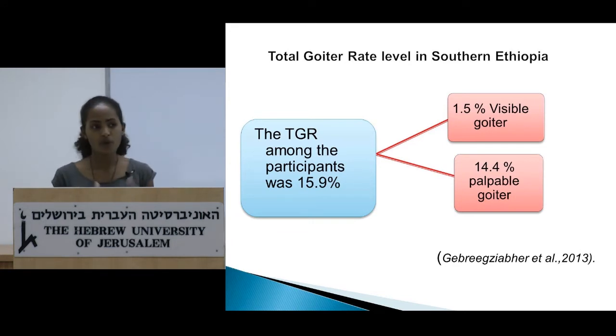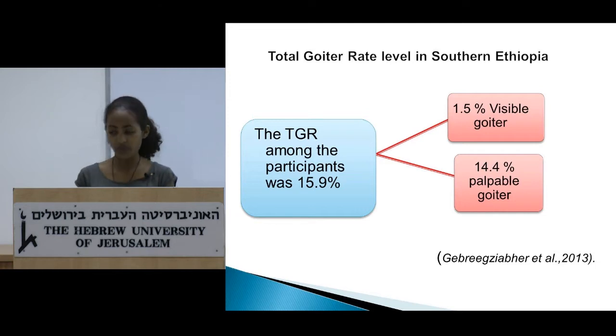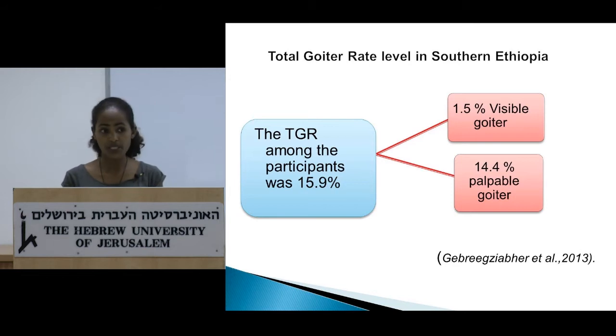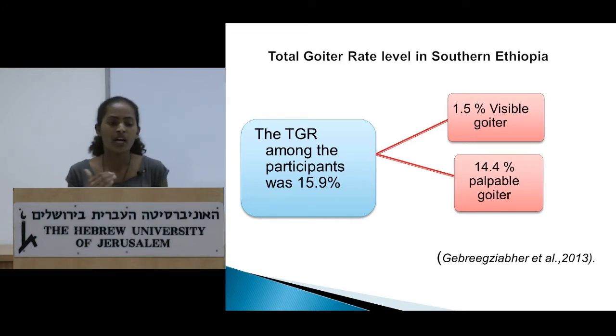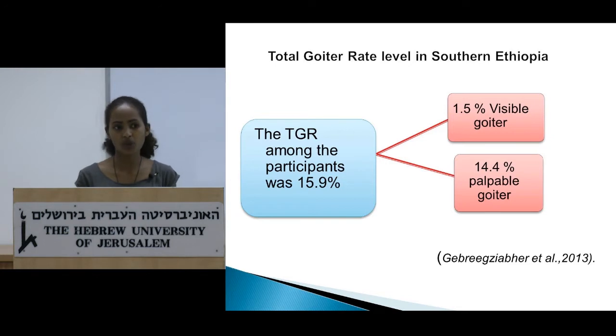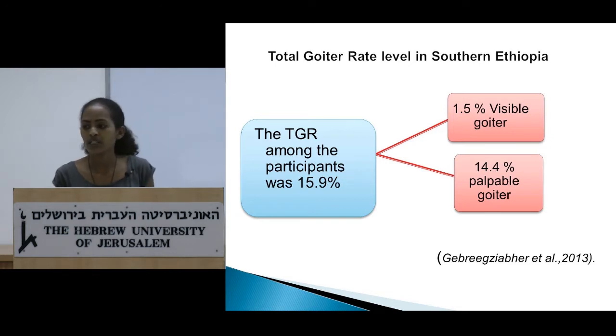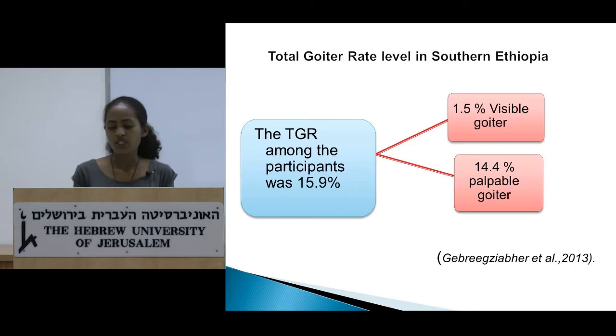As we have seen from the national survey and from this study, the southern part of the country is severely affected by iodine deficiency. This could be due to several factors, maybe dietary or environmental factors. When we say dietary factors, there are food sources which aggravate iodine deficiency by limiting the uptake of iodine by the thyroid gland. Those are called goitrogenic factors. Some examples of goitrogenic factors are cassava, moringa, and cruciferous vegetables.